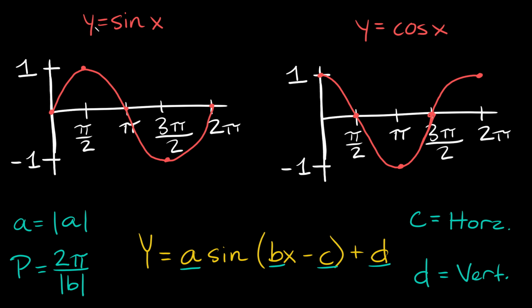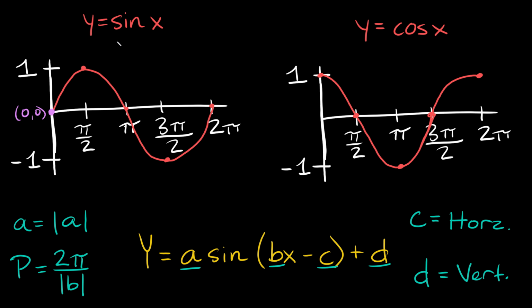So here on the left, we have the parent function of sine, right? y is equal to sine of x. And here we have y is equal to the cosine of x. So starting with y is equal to the sine of x, one key thing I want to point out is that it always starts right here at the origin, right? You could think of that as the origin or at 0.